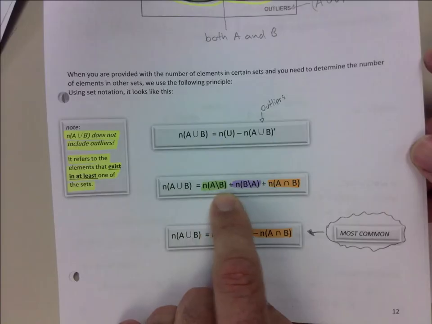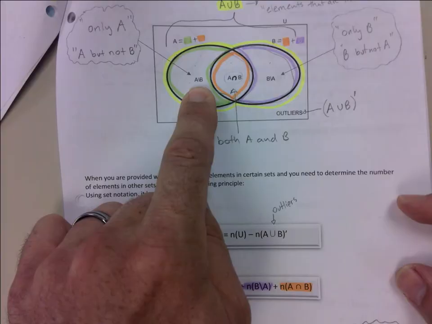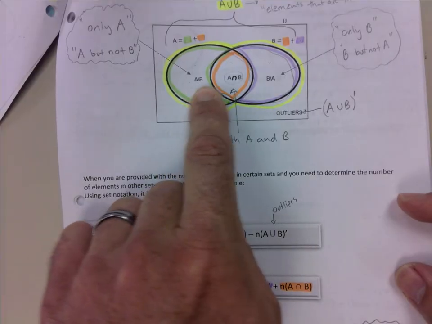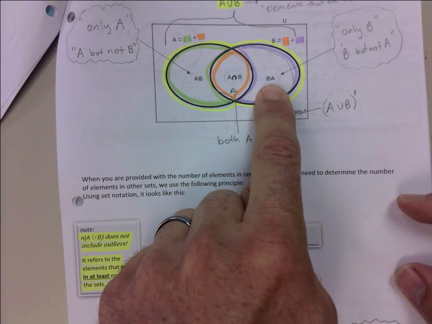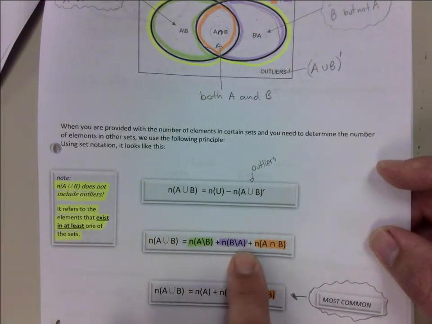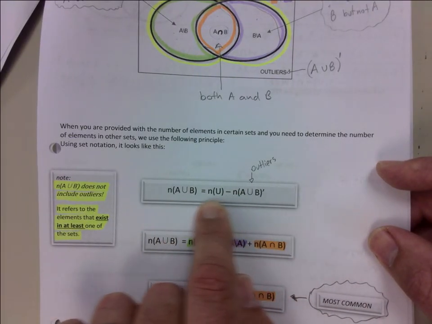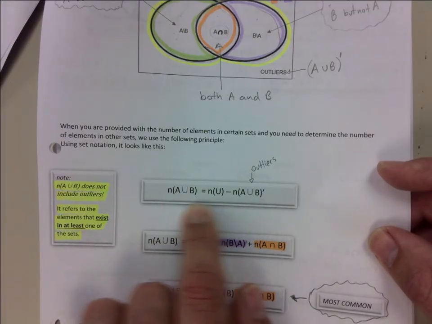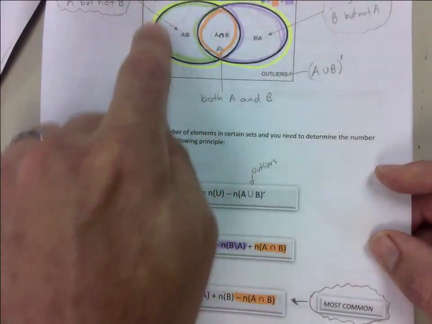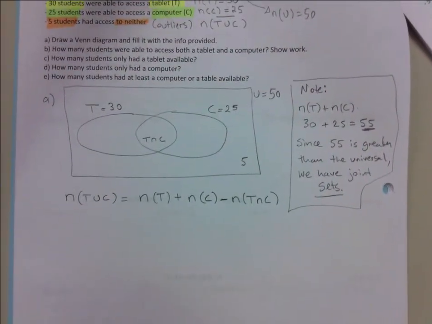Why not that one, Mr. Dirksen? Because I don't know how many students are only having a tablet or how many students only have a computer. I don't know that. There's too many unknowns. That's why I don't use this one. And this one right here will also not help us a great deal, because it will just tell us how many are in both sets combined. So I tend to use this one almost exclusively.